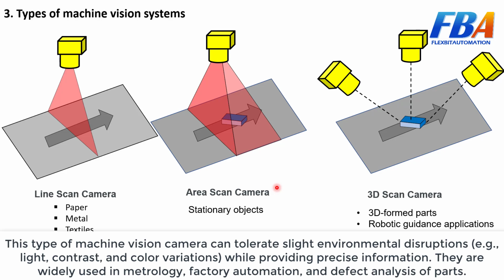This type of machine vision camera can tolerate slight environment disruptions, for example light contrast and color variation, while providing precise information. They are widely used in metrology, factory automation, and defect analysis of parts.